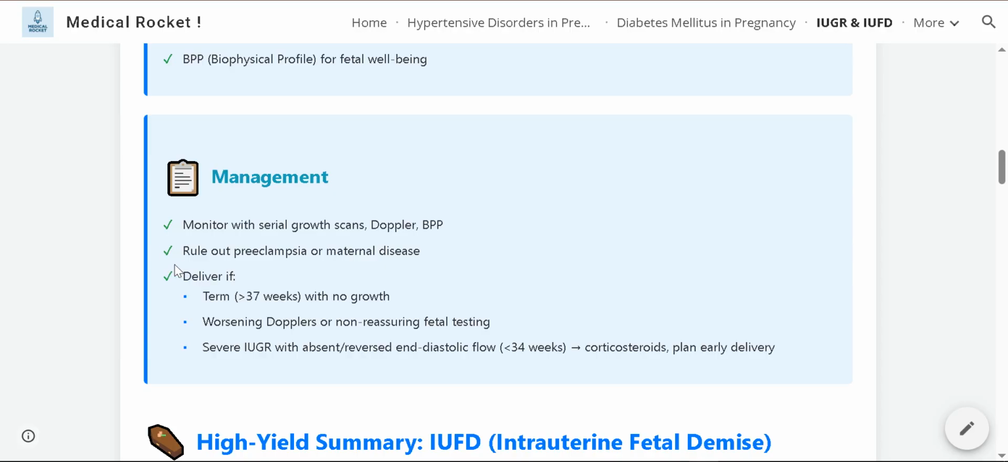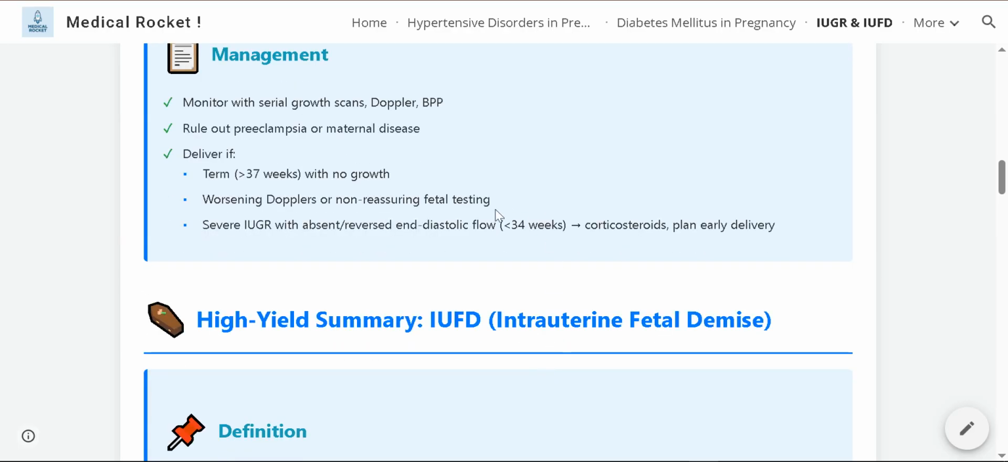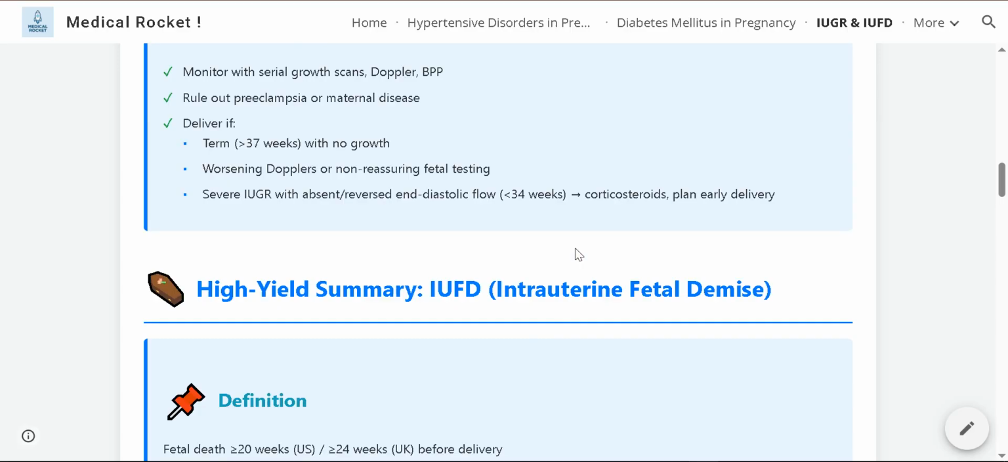So, when do we deliver? If the fetus is term, over 37 weeks, and there's no further growth, plan delivery. If you see worsening Doppler findings, non-reassuring fetal testing, or declining BPP, deliver, regardless of gestational age. If there's severe IUGR and absent or reversed end diastolic flow in the umbilical artery, especially before 34 weeks, give corticosteroids for fetal lung maturity and plan early delivery. It's all about balancing fetal maturity with the risk of staying inside a compromised uterus. Timing is everything. This is how you manage IUGR.